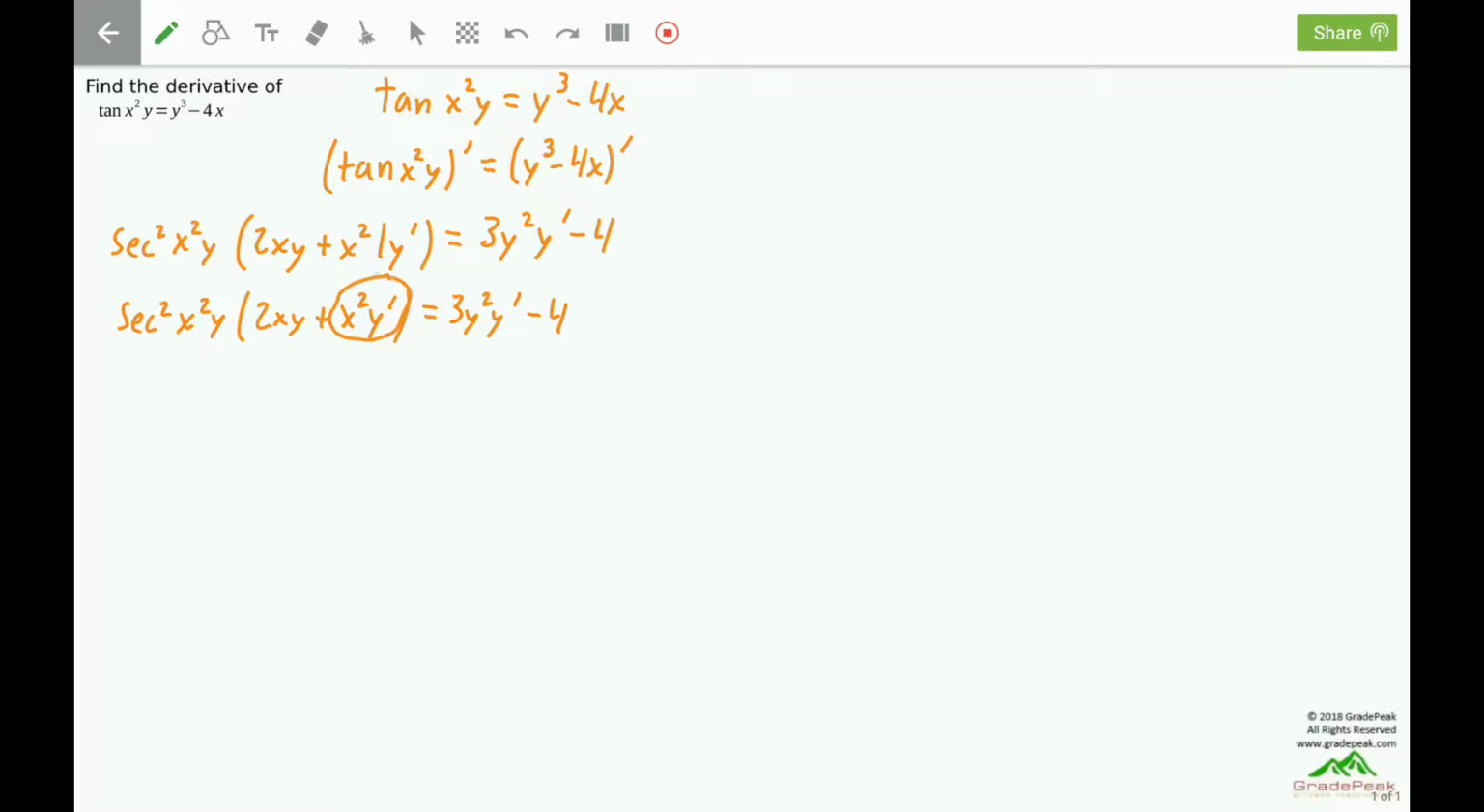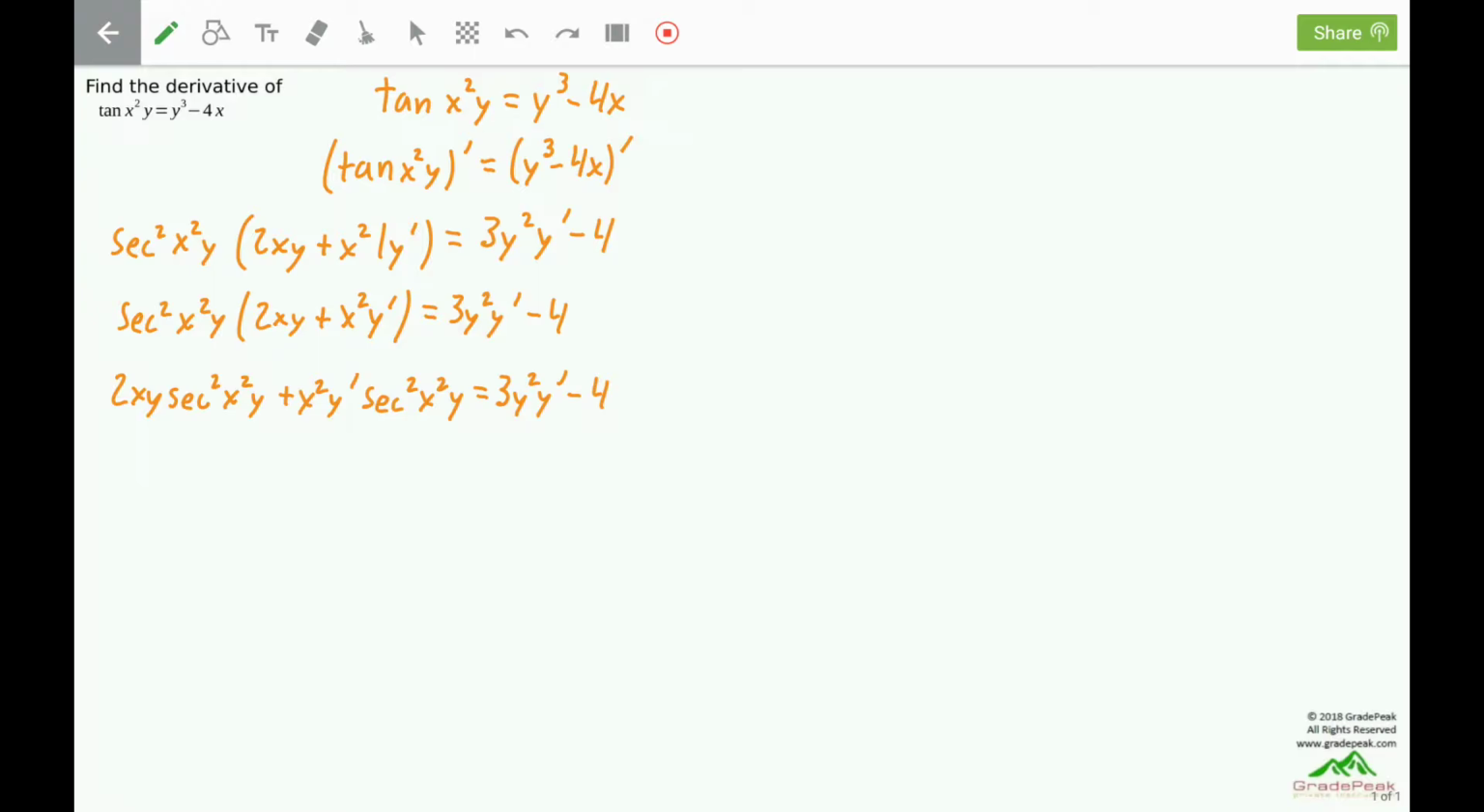One of them is the x squared y prime, but it does have the secant squared that will distribute on it. And the other term is the 3y squared y prime. We will want to put those on the same side to isolate the y prime term. I need to distribute the secant squared of x squared y before we can do that. So distributing that in, we will have the 2xy times the secant squared of x squared y, plus x squared y prime times the secant squared of x squared y equals 3y squared y prime minus 4.